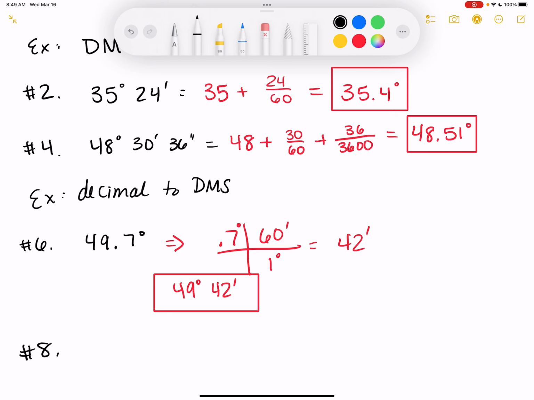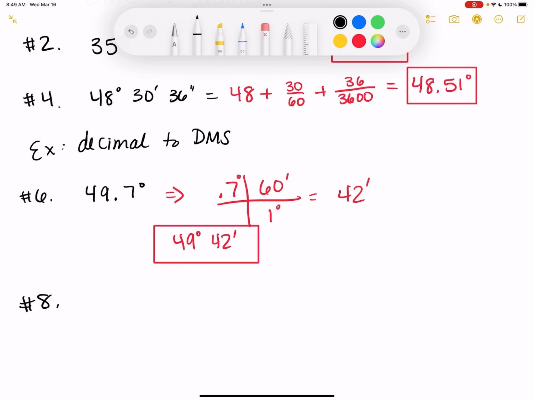So then 8, 99.37 degrees. Well, 99 degrees.